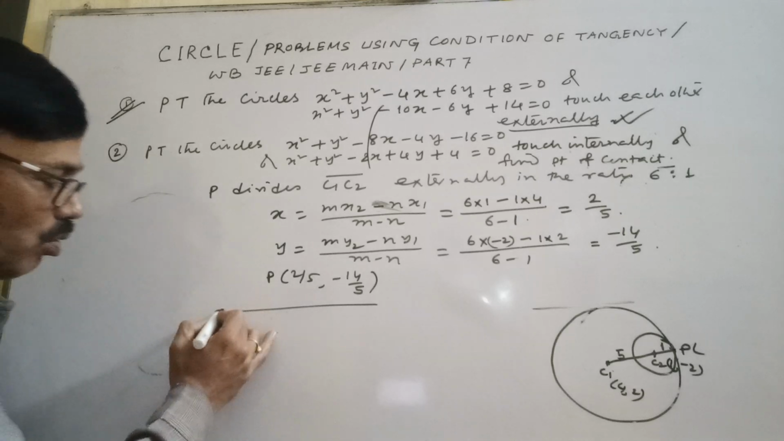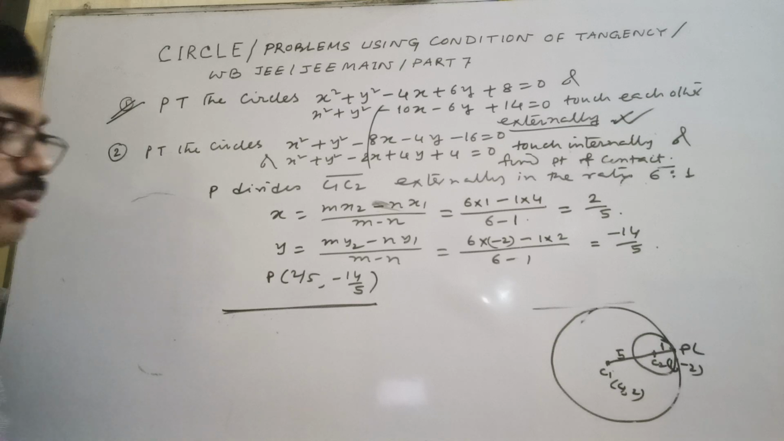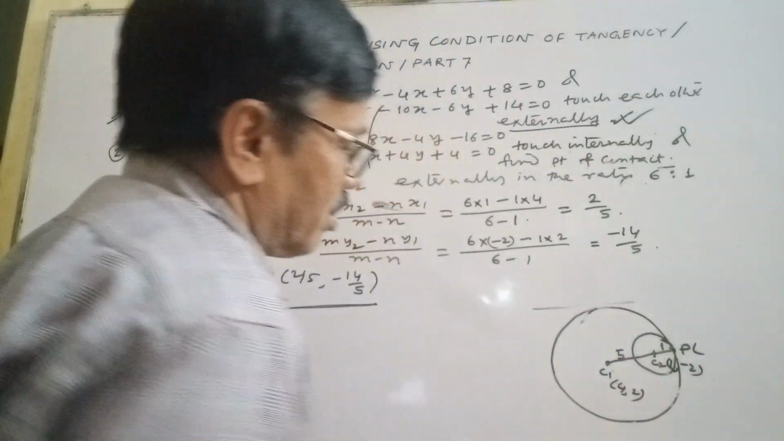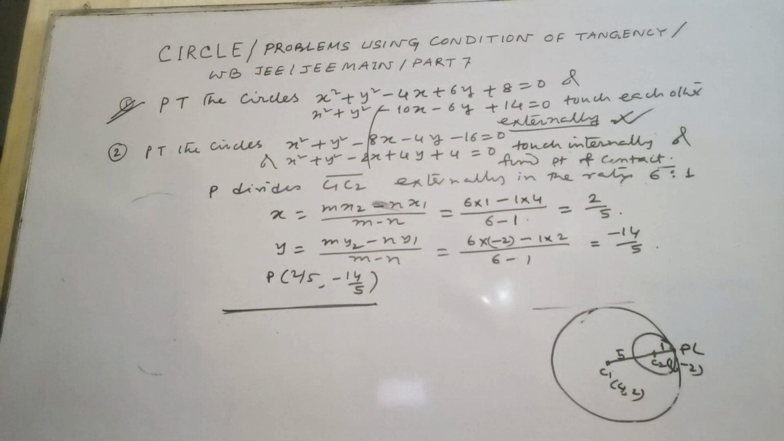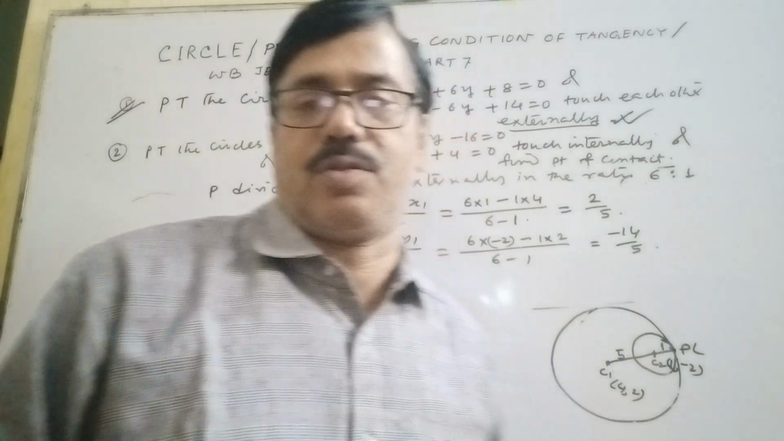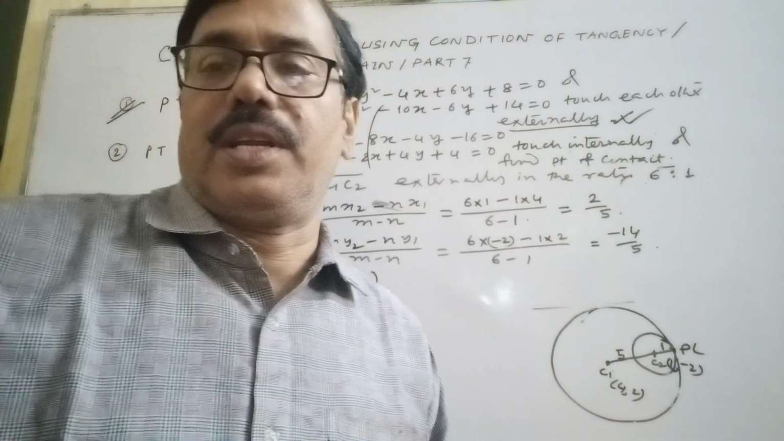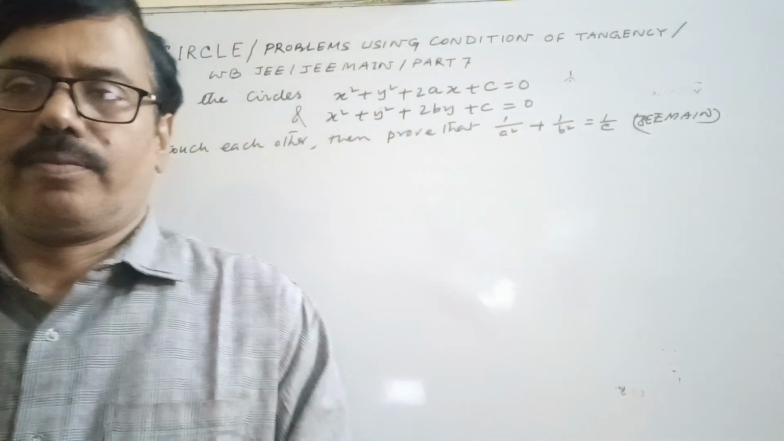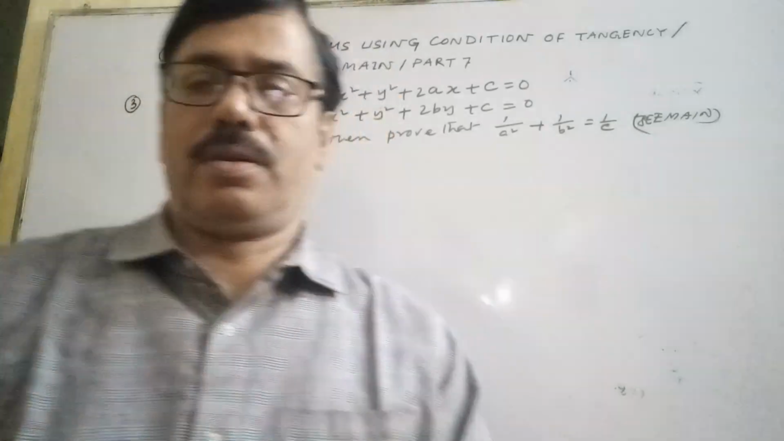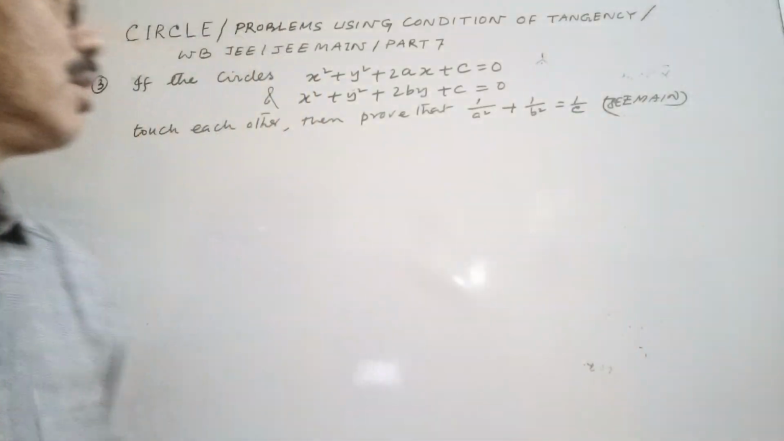So you need only the condition of tangency. So two circles touch each other externally. The condition is C1C2 equals R1 plus R2. Next, problem number 3.